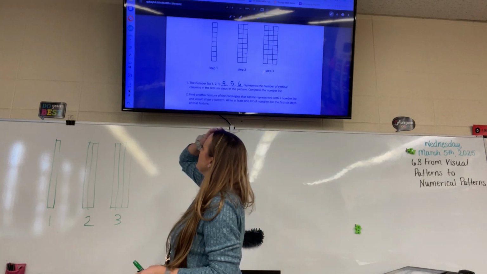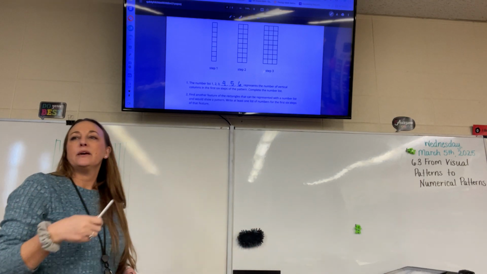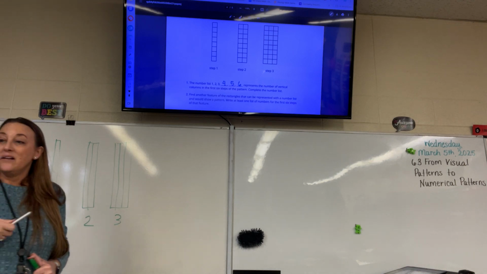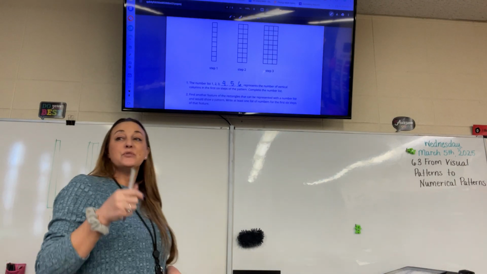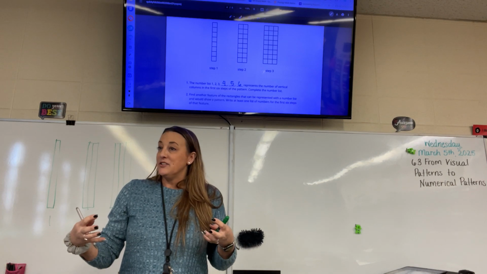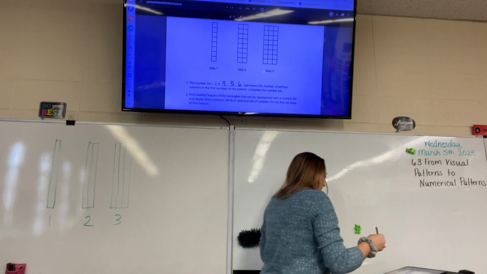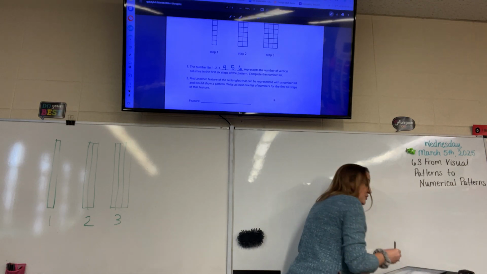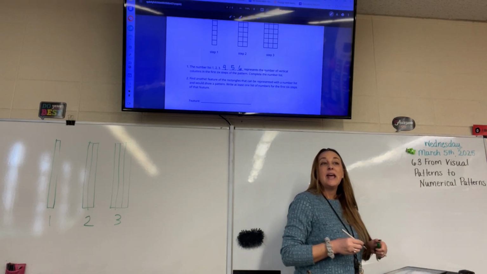What else do you see? How else can our pattern be going up? Todd? 8. By 8. Where'd you get 8 from? Because there's 4 right there, 4 right there, 4 right there, 4 right there. So 8. So the rule is going up by 8 each time, right? So he's right. And that is the feature of area.